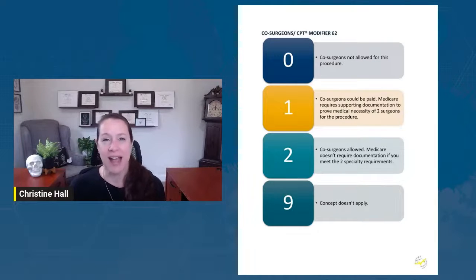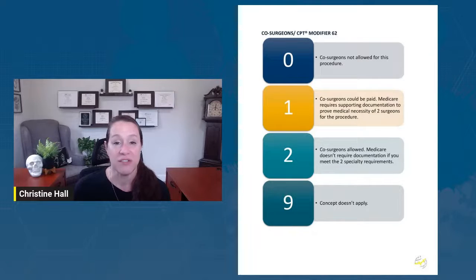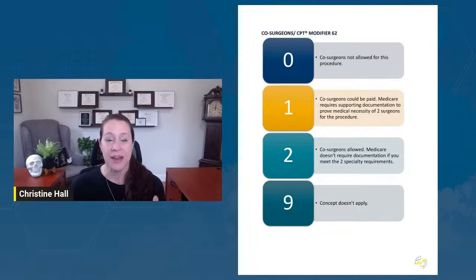And there was a lot of guidance this year on modifier 62, especially when it came to the vertebral tethering. We've got some new codes for vertebral tethering for scoliosis, and there was some specific guidance in CPT regarding the use of modifier 62. So this is where you have two primary surgeons that are each doing a portion of the same procedure there. They are both primary surgeons. The indication on the CPT code 0 says, we don't pay for two surgeons to do this. We feel like one surgeon can handle that, right?